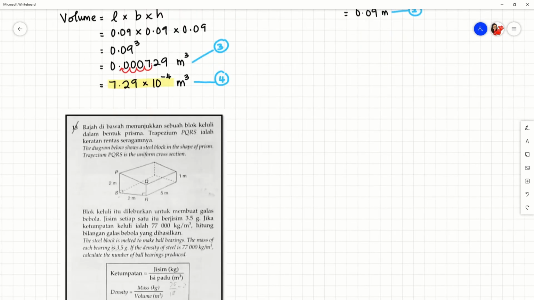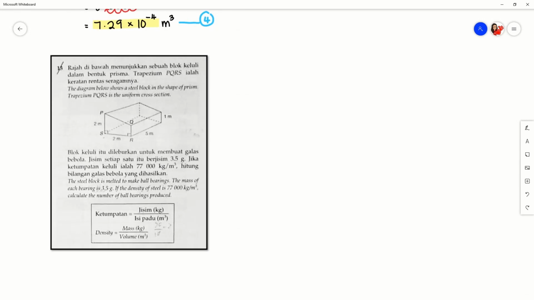Moving on to the next question. This is also another problem solving question involving standard forms. What they have given us here, they say the diagram shows a steel block in the shape of a prism. So you should know everything to do with prism, volume, total surface area, all that.